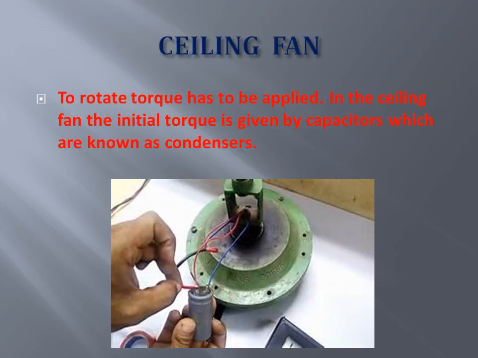And one more very practical example is the capacitors which are used in your ceiling fans. I think many of you would have done this at home or at school. If the fan stops, we take a scale or just roll the blades. That is, we are initiating a torque. Torque is a rotating force. To rotate the blades, we have to apply a torque. So in the ceiling fan, the initial torque is given by capacitors, which are known as condensers. That is why if the condenser is faulty, it will not give sufficient initial torque to rotate the blades when the fan is switched on.